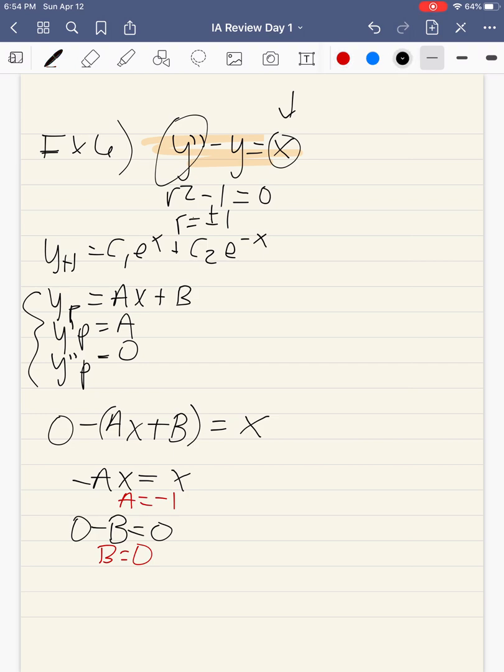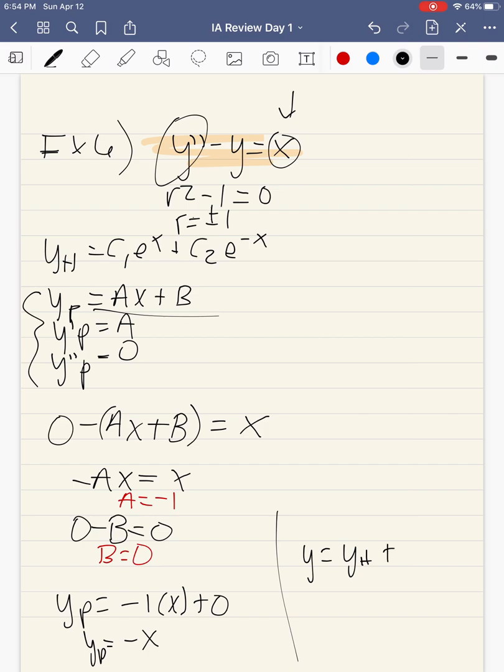So that means for my particular solution, I sub back in what I know. So I have negative 1x plus 0. I'm subbing back into my original y of p. So that's just going to be y of p is equal to negative x. When I put these all together, I have y is equal to yh plus yp. So this is for undetermined coefficients. That means y is going to be equal to c1 e to the x plus c2 e to the negative x minus x. And that is our general solution using undetermined coefficients.